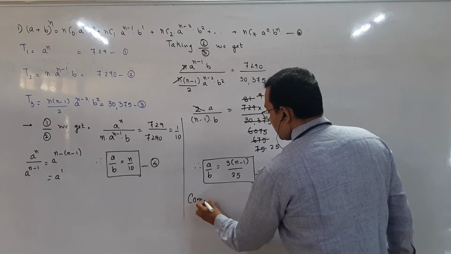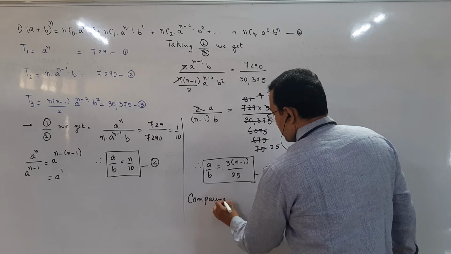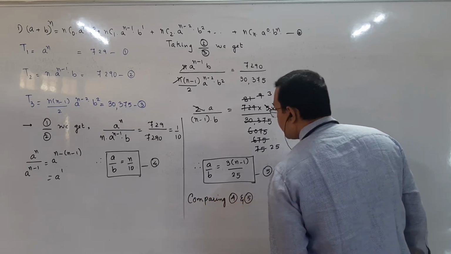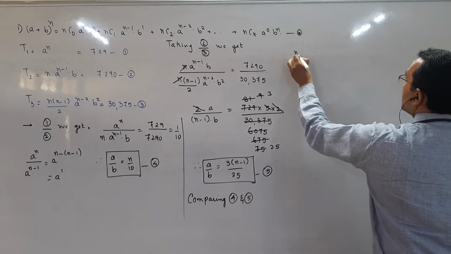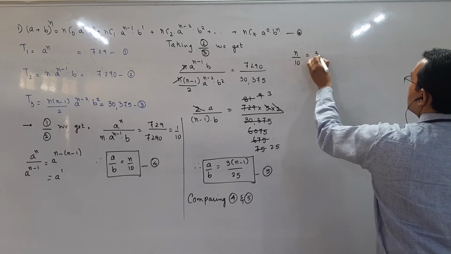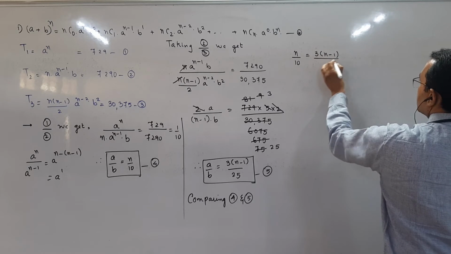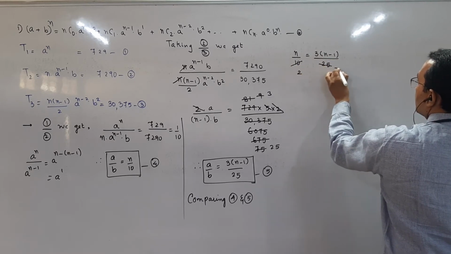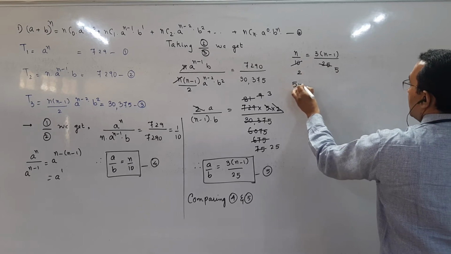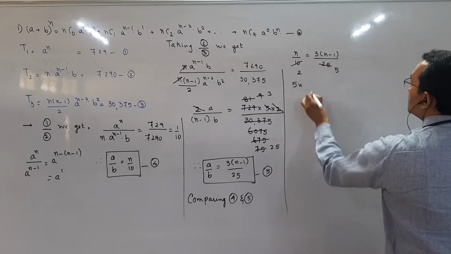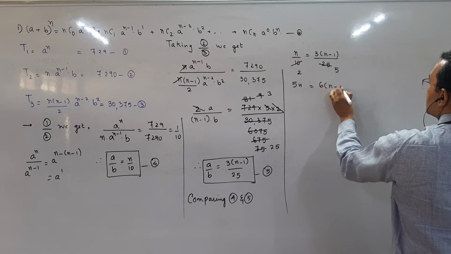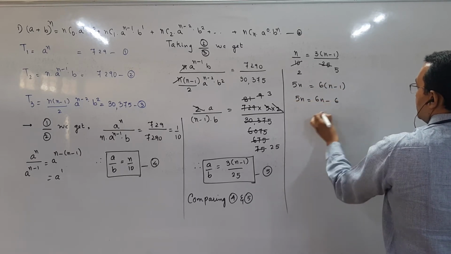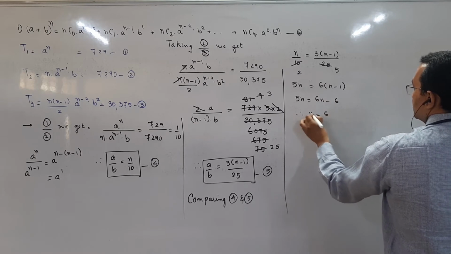Comparing results 4 and 5, we get n upon 10 is equal to 3 into n minus 1 by 25. 5 2s are 10, 5 5s are 25. So 5n is equal to 6 times n minus 1. 5n is equal to 6n minus 6. So n is equal to 6.